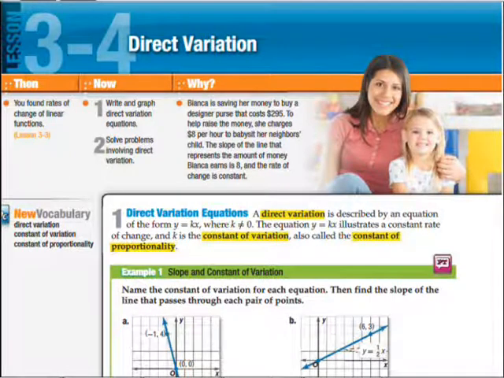All right, welcome to the notes on 3-4. We're going to talk about direct variation today. It's a very specific kind of linear equation, and typically it's one that we can understand pretty well because it comes up a lot in real-world situations.